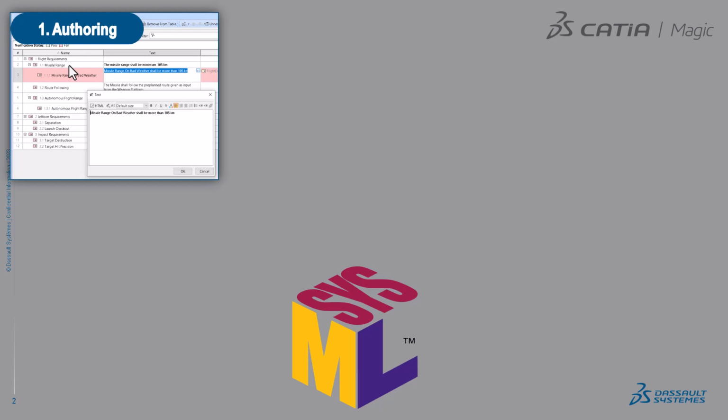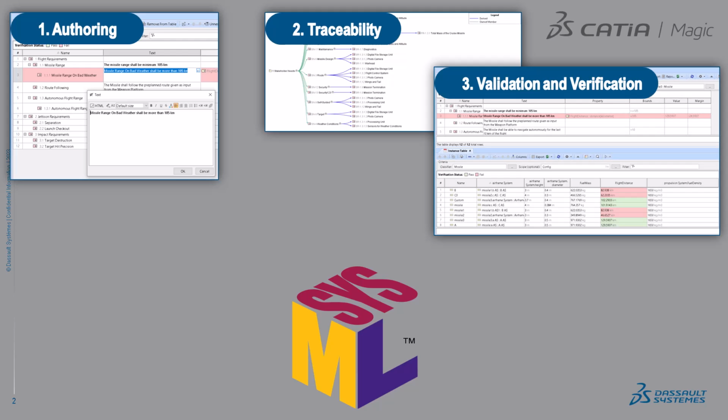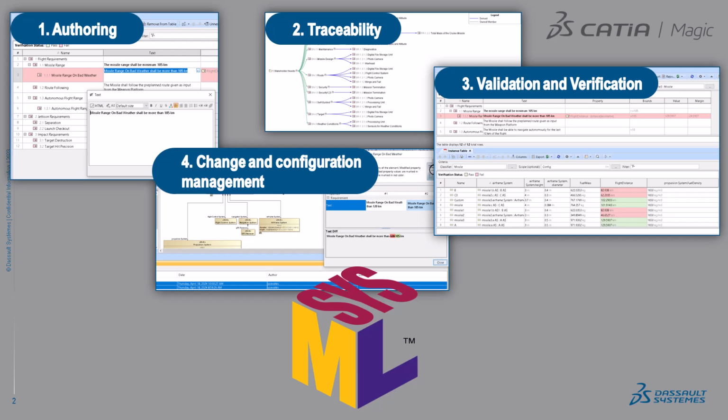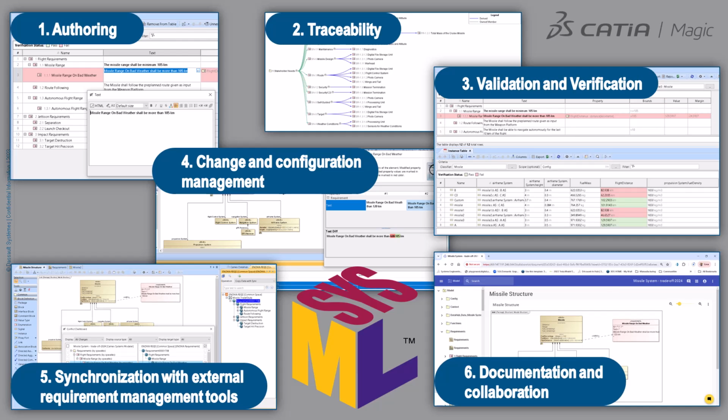We will touch authoring, editing in SysML, traceability, validation and verification through the simulation of SysML, change and configuration management with Teamwork Cloud and suspect links, synchronization with external requirement management tools like DOORS, traceable requirements management as part of the 3D Experience platform, JAMA, and we'll talk about documentation and collaboration in the Cameo Collaborator web-based app.